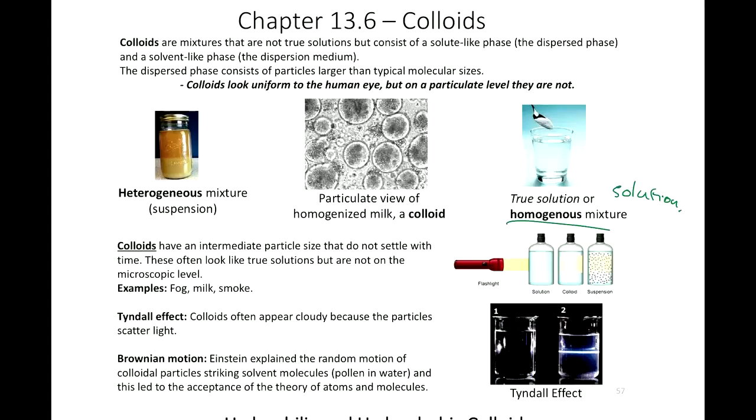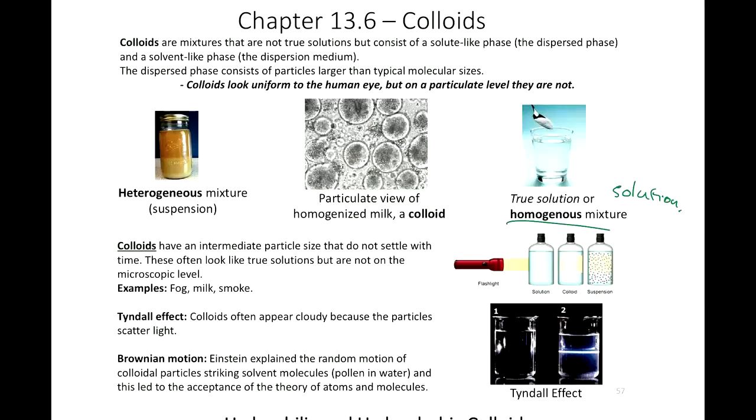But if we look at the particle view of milk, we will see fat globules in inconsistent sizes. So a colloid is a mixture, because there's fat mixed in with water, but the particle sizes are very, very small, so they do not settle over time. But if you look at the particle view, the different fat particles are different sizes.